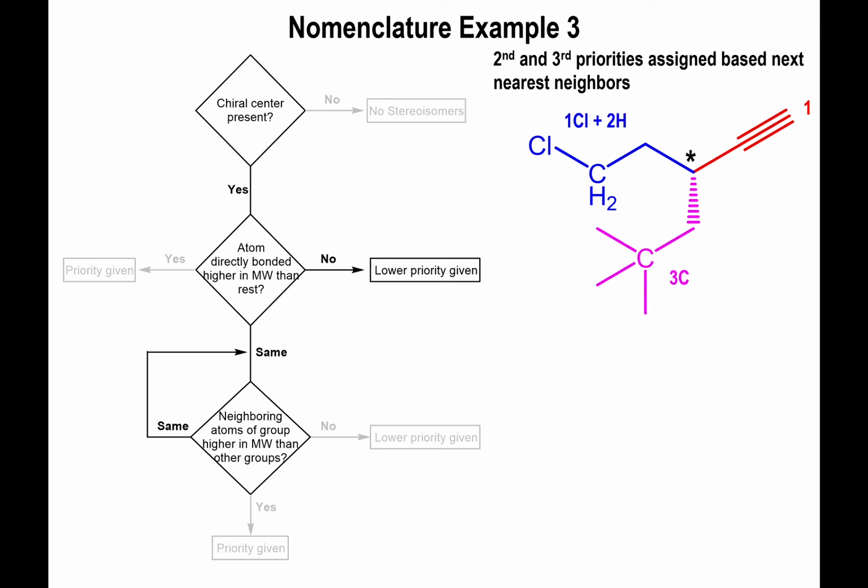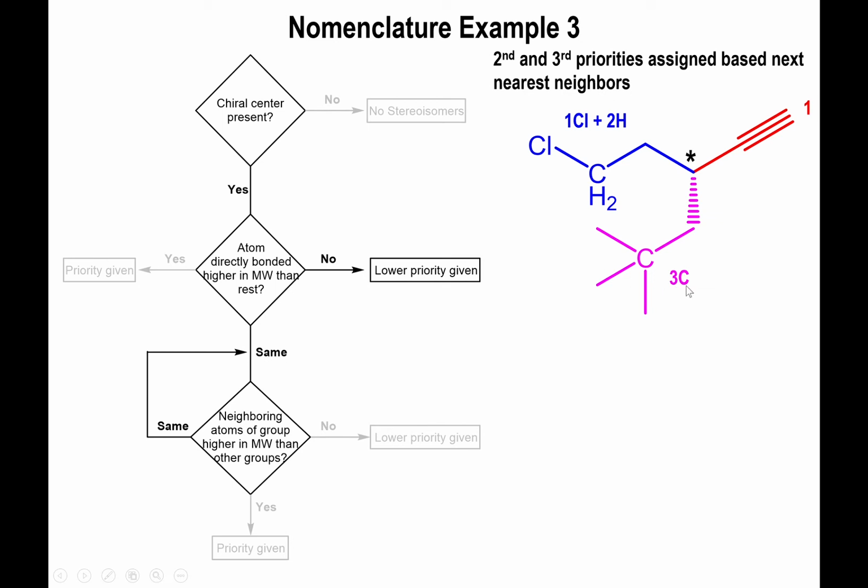Now, when you start looking at heteroatoms bound to the carbon in question, you have to be careful not to add up the total molecular weights. That's not at all what you ought to be doing. Sometimes it will work out the same way, but in other instances, it will give you the wrong answer. What you have to look for is if you have an atom that by itself has a higher molecular weight than any of the other atoms by themselves.